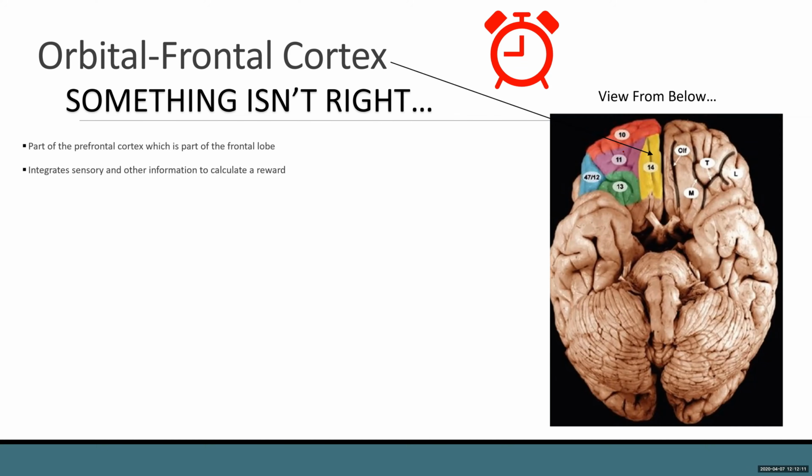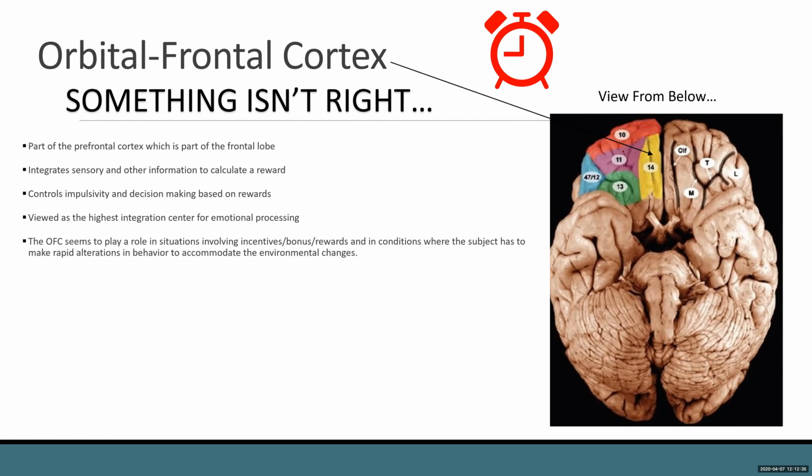So the orbitofrontal cortex is very much involved in integrating sensory and other information to determine what the reward is going to be. It controls our impulsivity, right, and our decision-making based on what those rewards are going to be. It's viewed as the highest integration center for emotional processing, and it plays a role in our ability to adapt to conditions that are changing in our environment. So it really is important in our ability to be flexible.